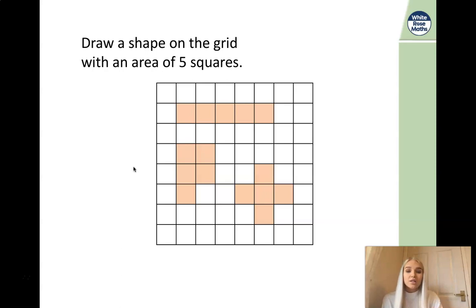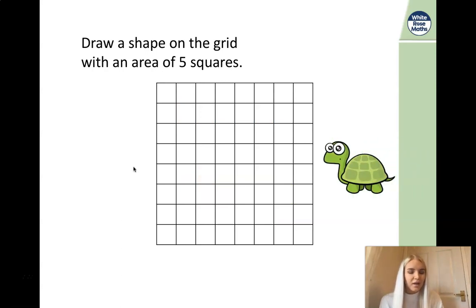Now you might have got lots of other suggestions on how you made a shape with 5 squares, but I want us to just clarify a few things because Tiny has also had a go at making a shape with an area of 5 squares. Now Year 4, I need your help because I'm not too sure that he's done it right. So we need to see what he's done wrong and how we can rectify his issue.